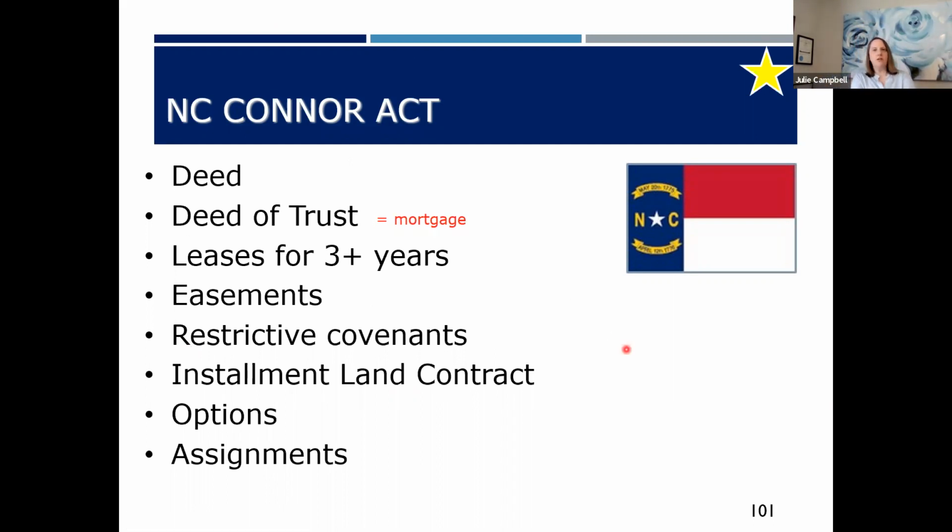Leases for more than 3 years. Connor says they want those recorded. If it's a lease for a year or a lease for 2 years, we could record it, but we don't have to. It's not required to record a lease unless it's for more than 3 years. Easements need to be recorded, restrictive covenants. We're talking about covenants in the next unit. Something called an installment land contract and an option contract. We'll talk about both of those in unit 10.